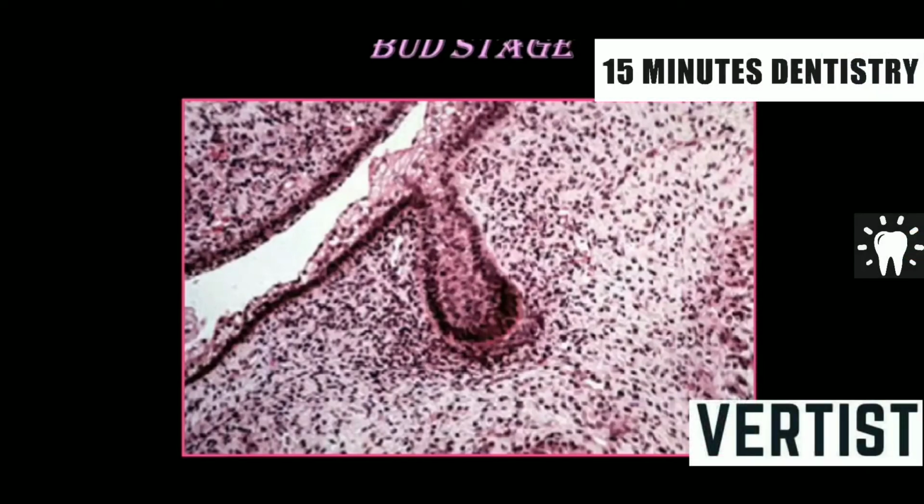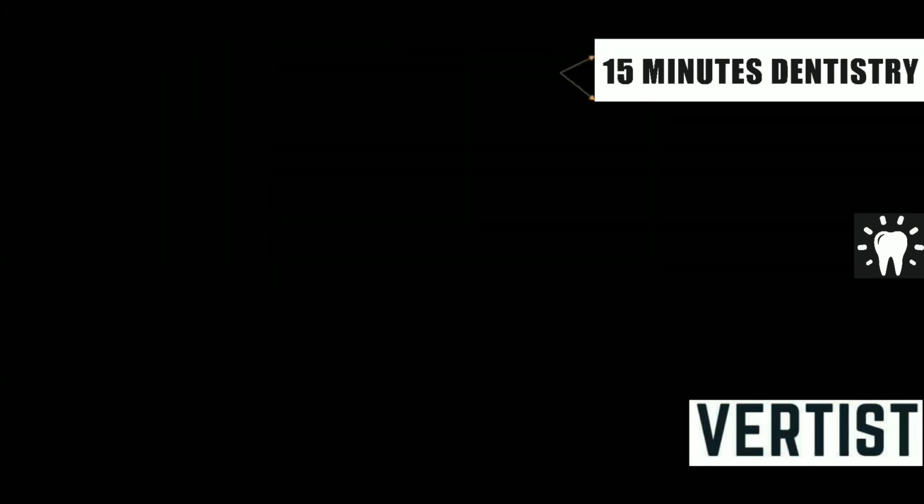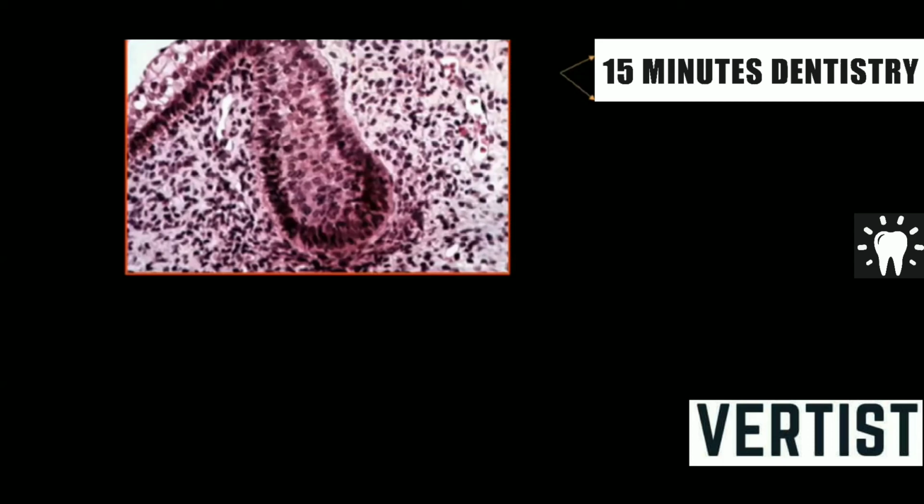Bud stage, you can see the epithelial structures going inside the cellular myxomatous connective tissue, which is ectomesenchyme. During the bud stage, the dental lamina goes into the mesenchyme at 10 different points. It is represented by the first epithelial incursion into ectomesenchyme, and bud stage is characterized by round, localized growth of epithelium surrounded by proliferating mesenchymal cells, which are packed beneath and around the epithelial buds. So this is your bud stage.